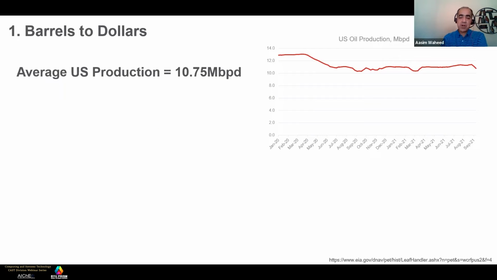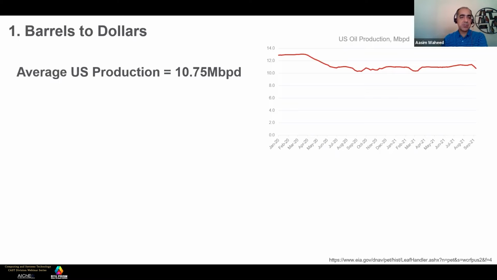So the first one, I'm going to call it barrels to dollars, because we can talk about barrels, we can talk about this technology and that technology and this particular facility and that facility. But really, it all finally has to end up in terms of dollars, because that is how businesses work.